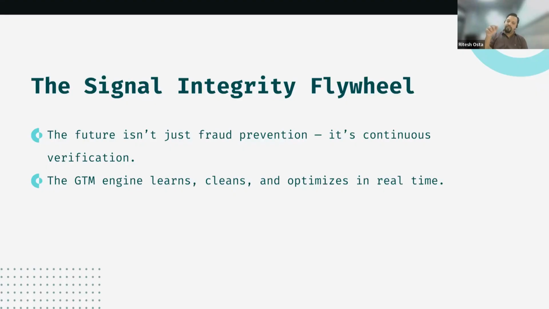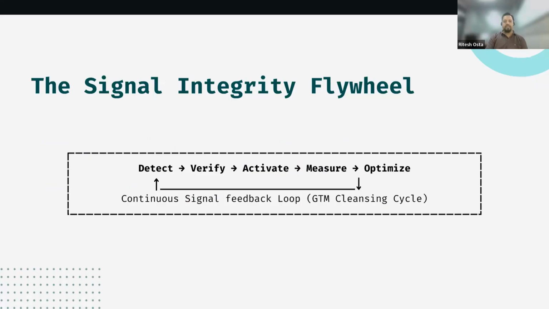The future is also continuous verification at your own data GTM stack. Verification at CRM, CDPs, data warehouses, continuously monitoring, enriching, updating, blocking, removing, and automation and AI can play a very important role in this. The goal, the future of what we are calling the signal integrity flywheel, is to create a GTM engine that can learn, clean, and optimize in real time without you having to spend a lot of time and resources and human beings doing that manually. Right? That's the future. Detect, verify, activate, measure, and create a continuous loop.